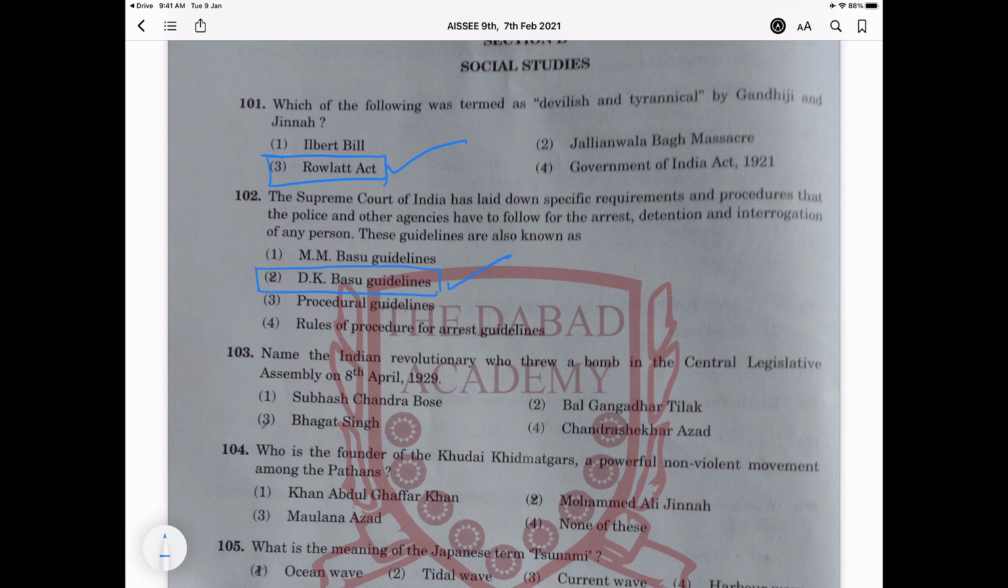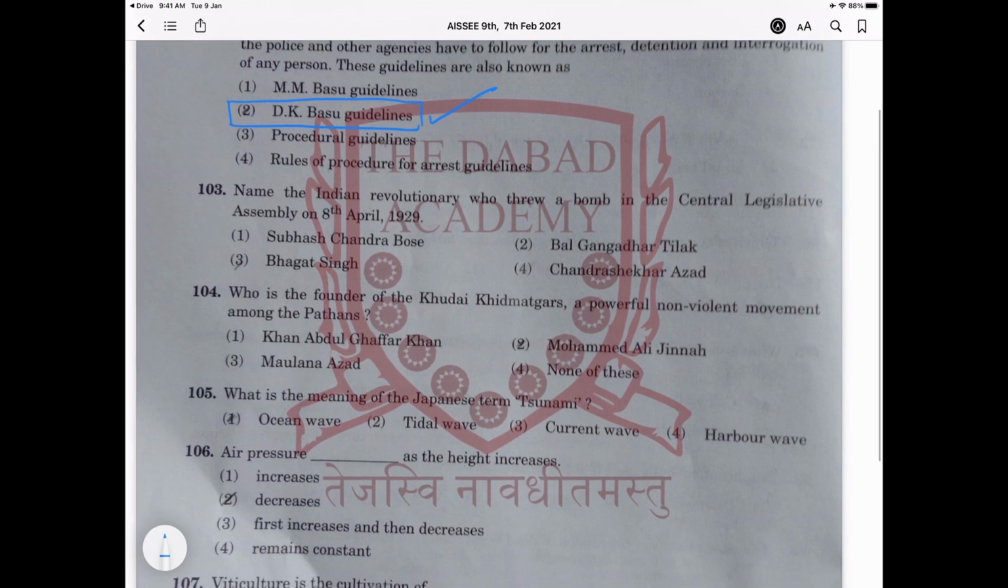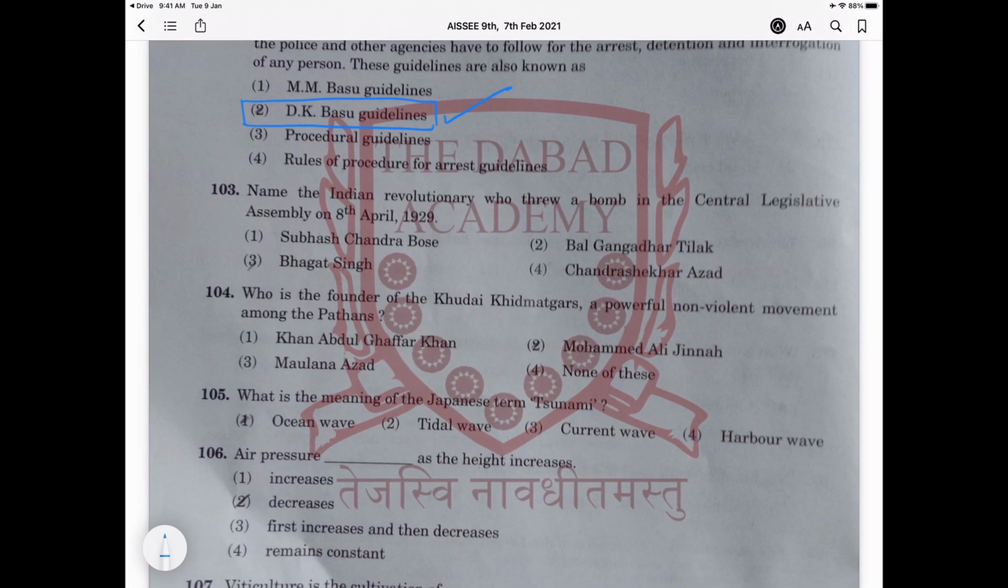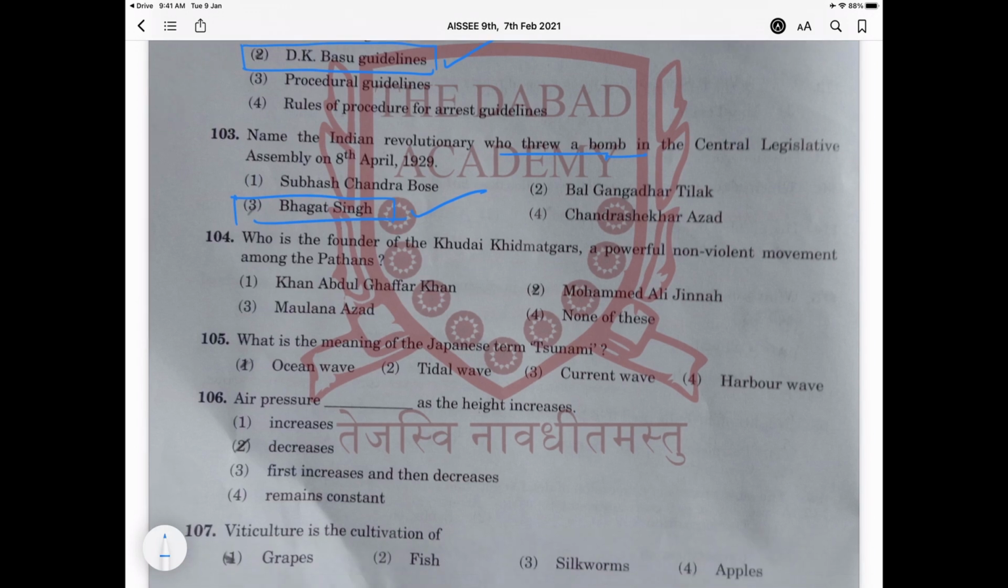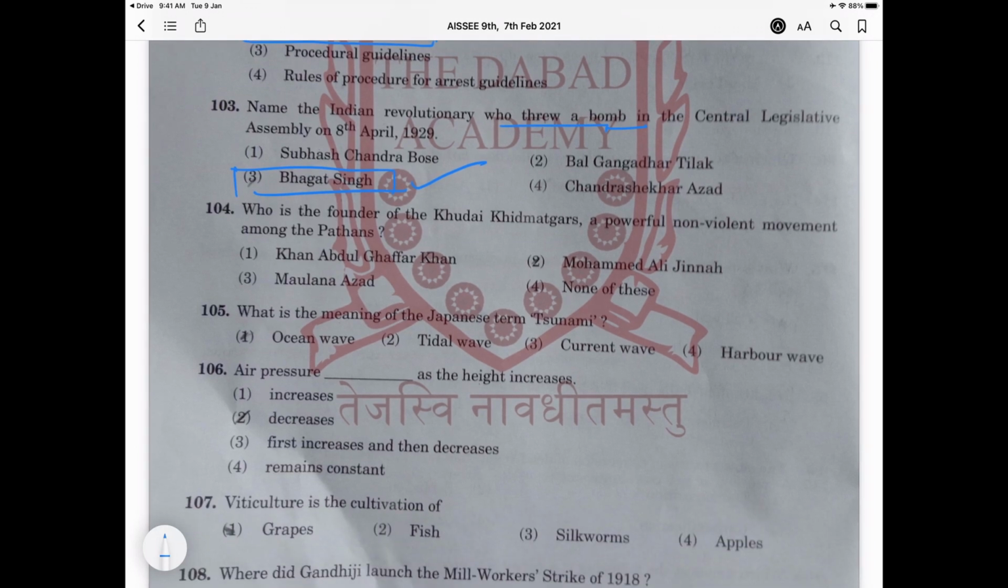ठीक है, ये थोड़ा ज़्यादा डेप्थ में था क्वेश्चन. In question 103, name the Indian revolutionary who threw a bomb. Okay, it's a very famous question. Bhagat Singh is the correct answer. In question number 104, who is the founder of Khudai Khidmatgars, a powerful non-violent movement among the Pathans? And the correct answer is Khan Abdul Ghaffar Khan.